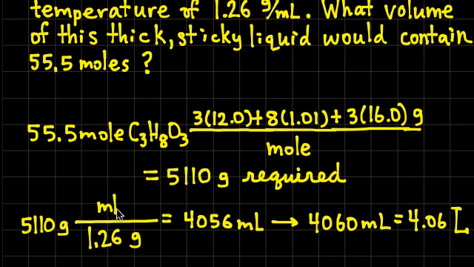All right, so what? Well, let me use this density as a conversion factor. Let me say 1.26 grams per milliliter. I just flip-flopped it upside down. Put the grams on the bottom so they cancel. 5110 divided by 1.26. Grams cancel, milliliters. Wow, that's a little more than 4 liters. That's about a gallon of glycerin to get 55 moles of glycerin.